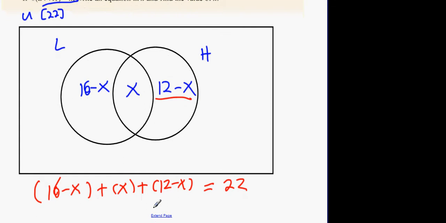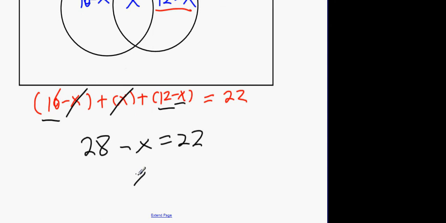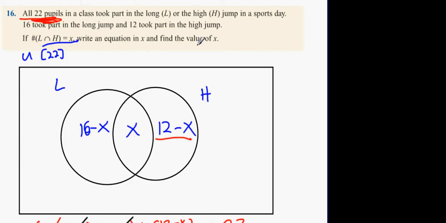Finish off for me. 16 plus 12? 28. Minus X plus X cancels. And finally, 28 minus X equals 22. What's X? 28 minus what gives you 22? 6. X equals 6. Is that what we're asked to do? Find the value of X. Okay guys.